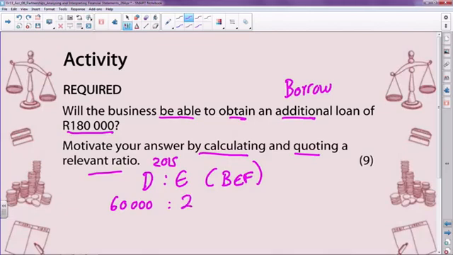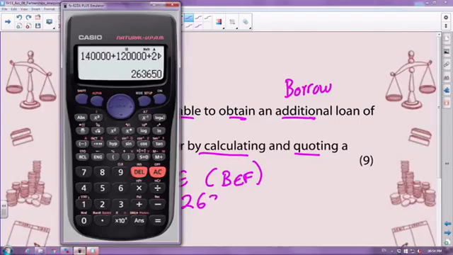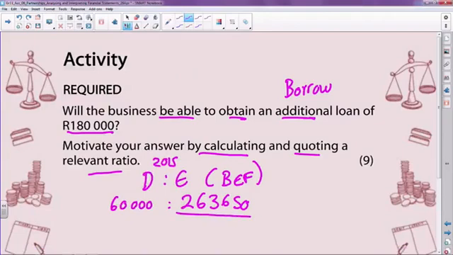Okay, so it's an amount of 263,650. Right, let's now calculate our ratio. So once again, divide that by 263,650. Okay, and then divide your debt also by 263,650.